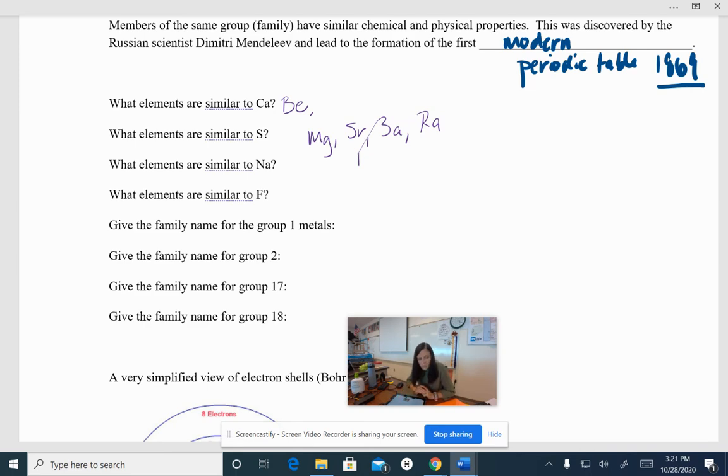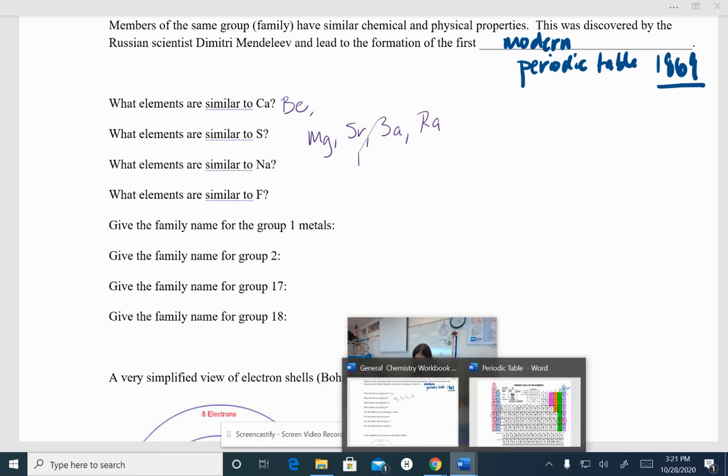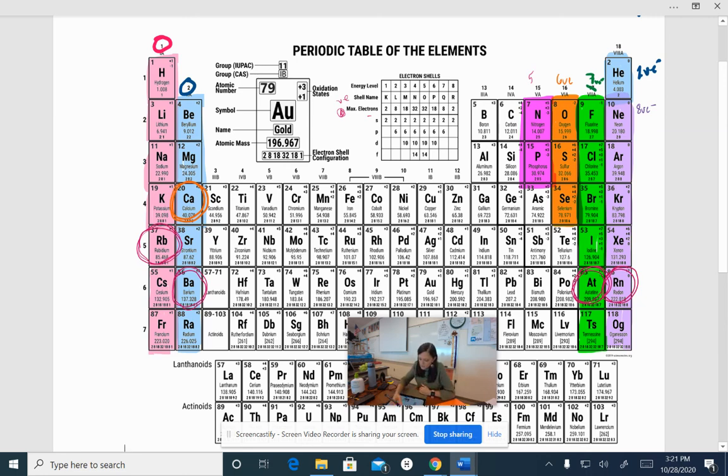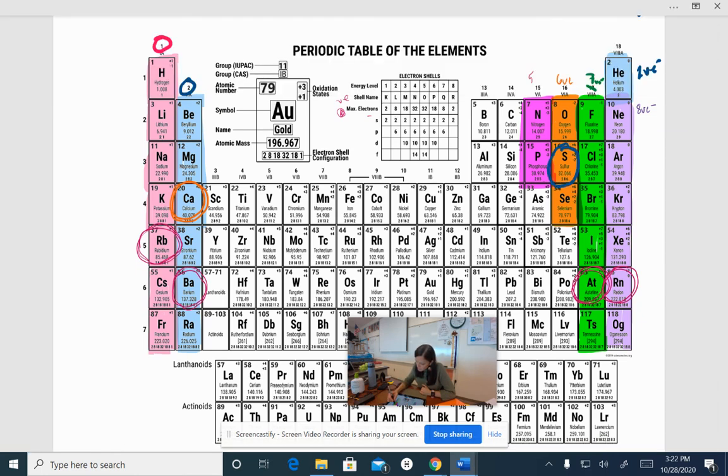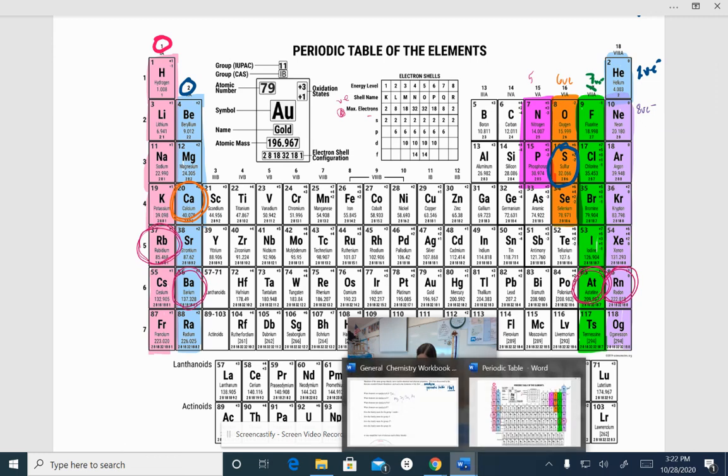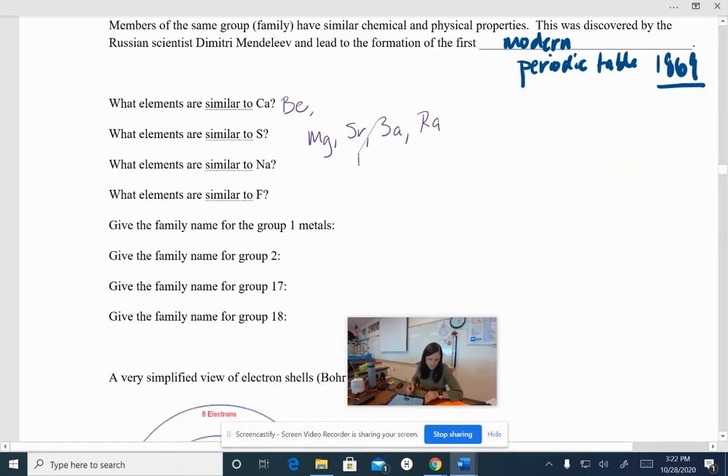And what elements are similar to sulfur? So let's find sulfur. That orange is not going to show up on that sulfur, so let's do blue. Sulfur's right here. So I would expect oxygen and selenium, tellurium, and polonium to have very similar physical properties to sulfur. Okay, physical and chemical properties. So here for sulfur, I would expect oxygen, selenium, tellurium, and polonium to have similar properties.